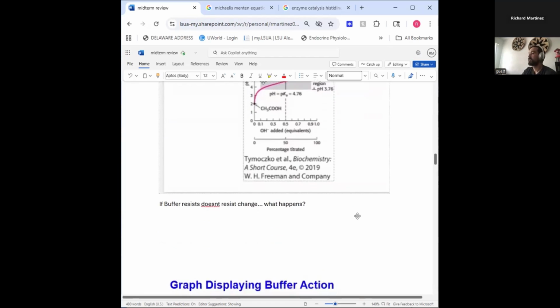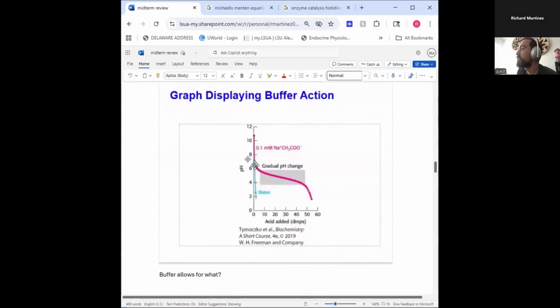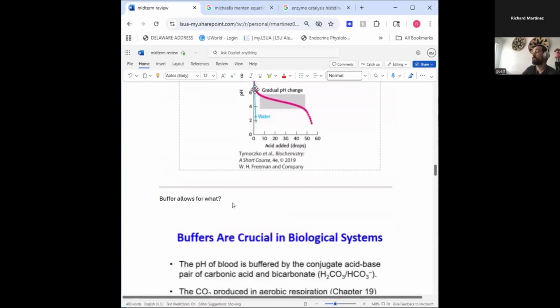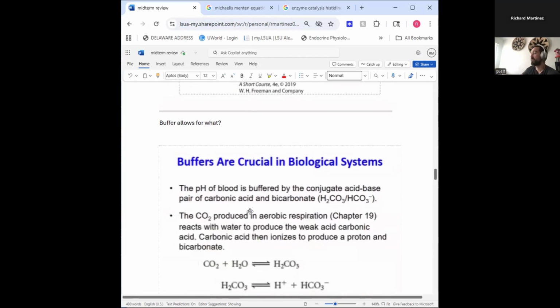We see that here with water. There's no buffer, so it's just going to jump from 6 pH to a little over 2, like 2.5, 2.4, somewhere around there, because there's no buffer. So the buffer allows for what? It allows for a gradual pH change. It drops without the buffer, and with the buffer, it slowly changes as the acid is added.